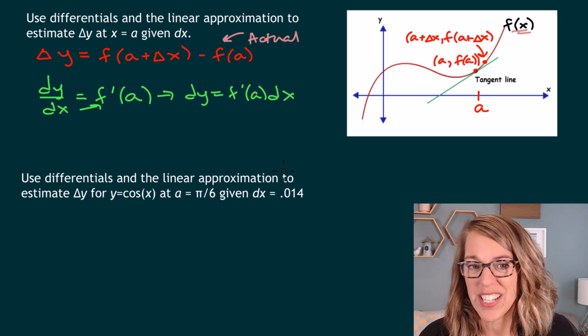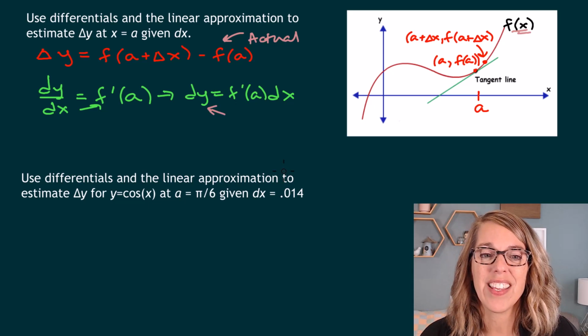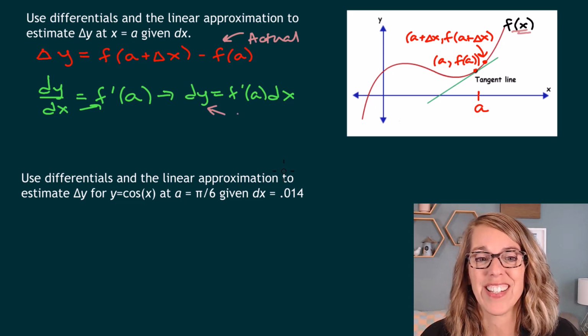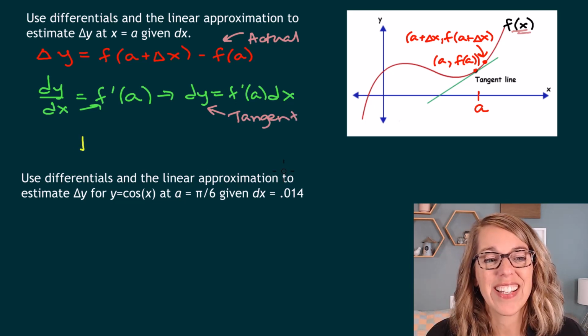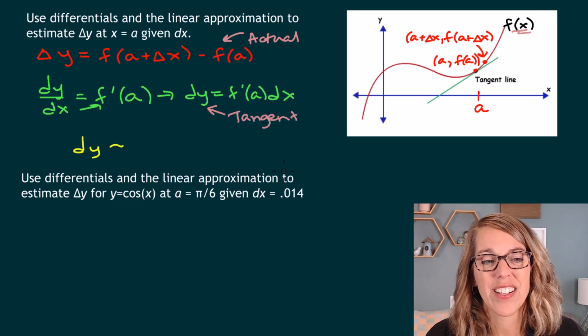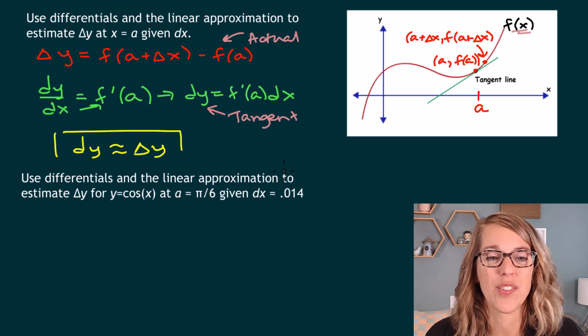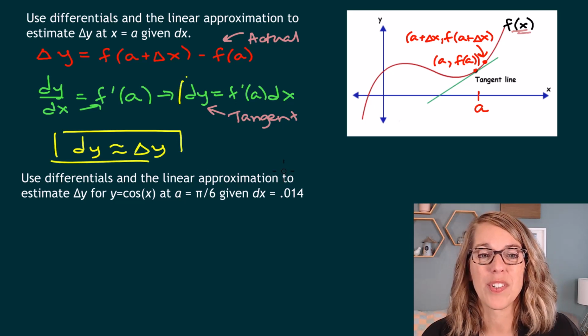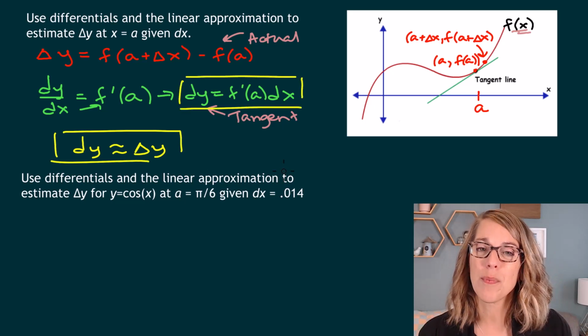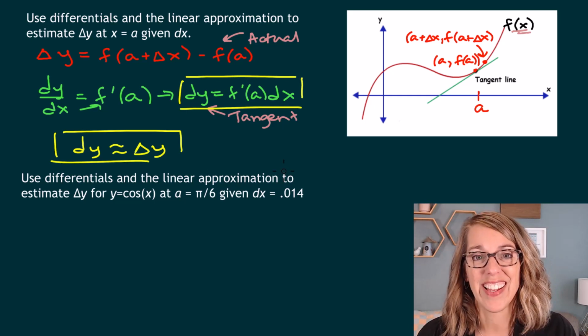This differential here, dy, is the difference based on the tangent line. So this one is an approximation. We're going to use the tangent line and its difference in the y direction to approximate the actual difference in the y direction. So this is the basis for what we're doing, and we're going to be using this formula, which is based on that tangent line.